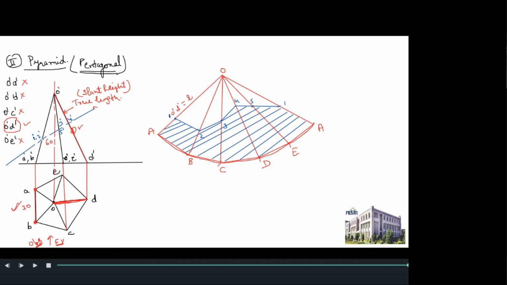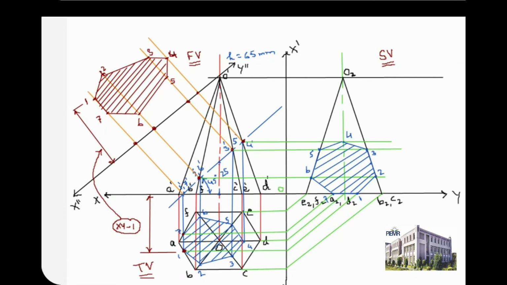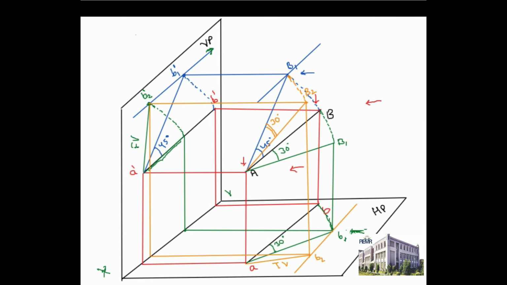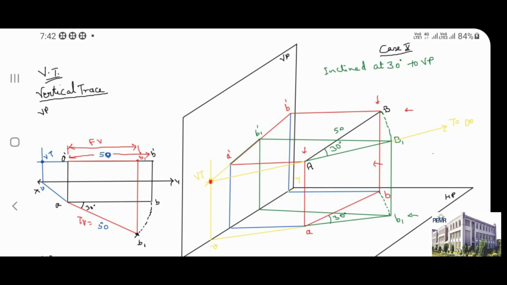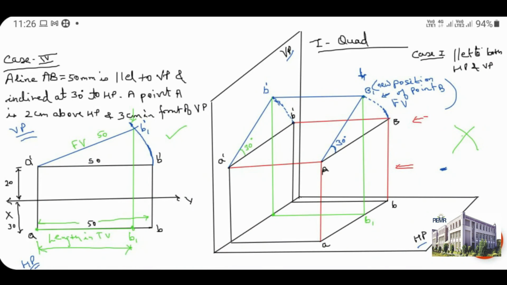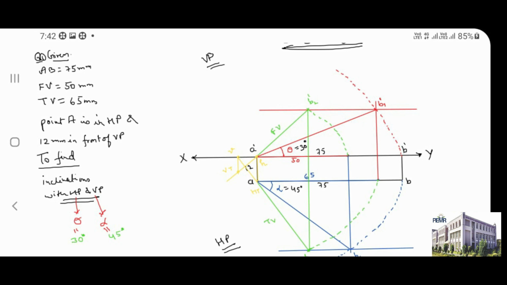Apart from these two examples as shown here, I have also demonstrated other examples in my next slide, that is a hexagonal pyramid, which is cut by some inclined plane. Other examples are lines parallel to HP, lines parallel to VP, as well as line parallel to both HP and VP as shown in the figures.